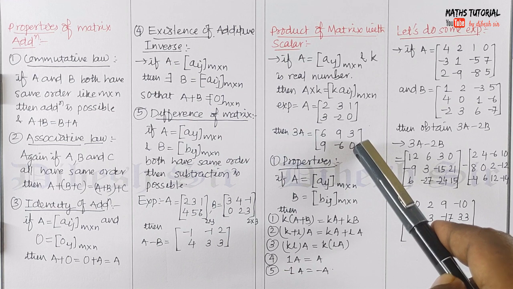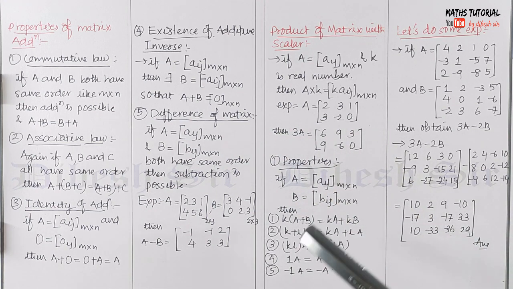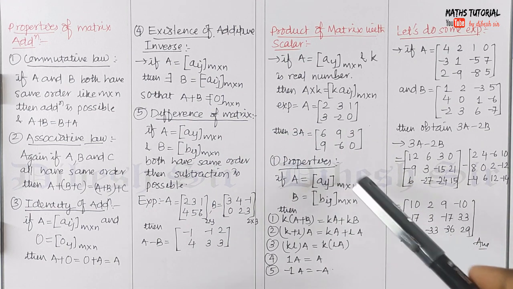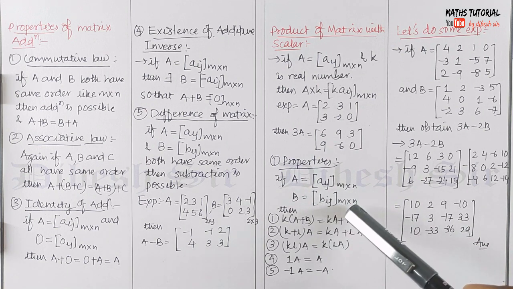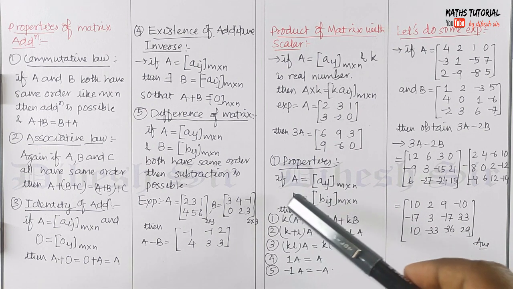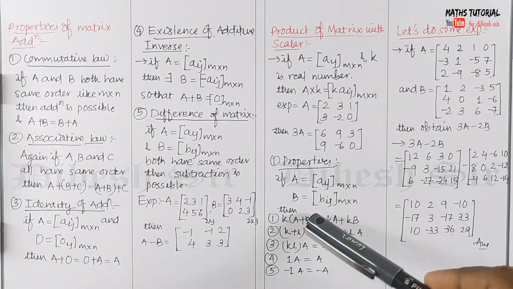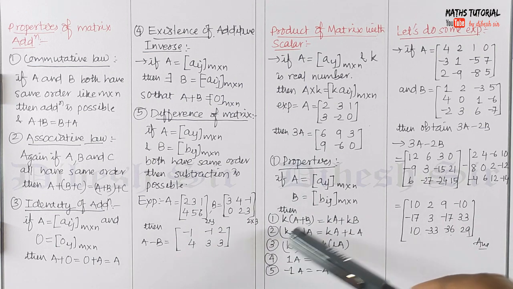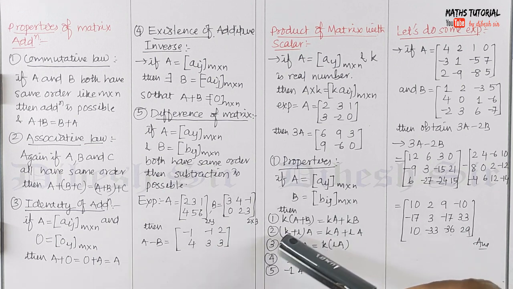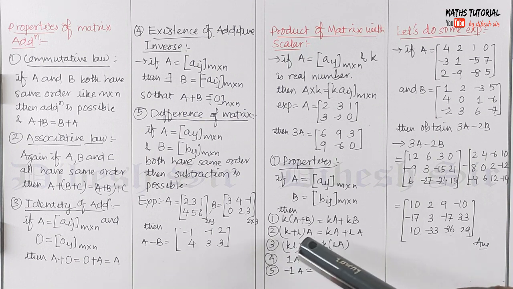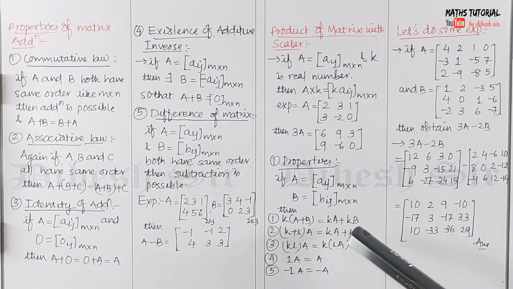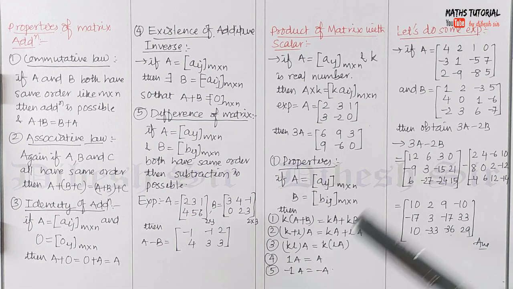Next, properties. If A = [aij] m×n and B = [bij] m×n, then k times (A + B) is equal to kA + kB. (k + l) times A is equal to kA + lA. kl times A is equal to k times (lA). 1 times A is equal to A, and -1 times A is equal to -A.